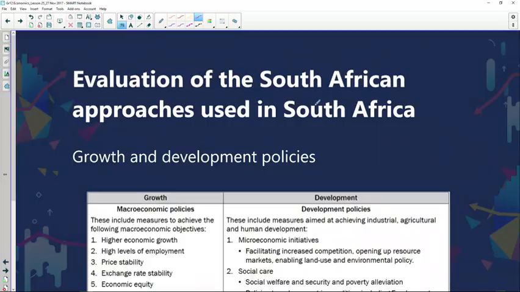So we are doing the evaluation of the South African approaches used in South Africa. That refers to the demand side approach and the supply side approach, looking at monetary and fiscal policy and also using the microeconomic objectives in order to achieve this. So we are looking at growth and development. So what are the policies that are used in terms of growth and development?